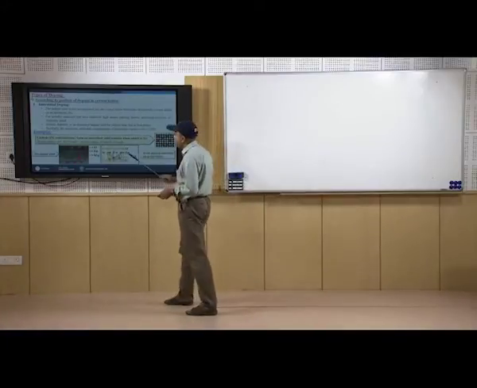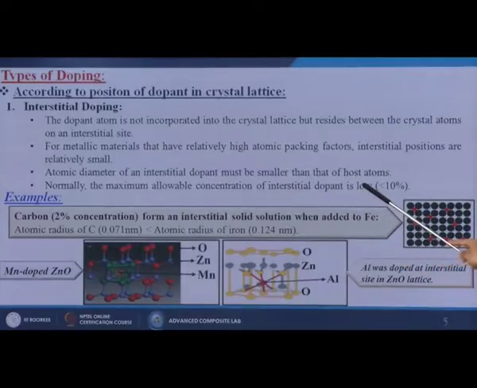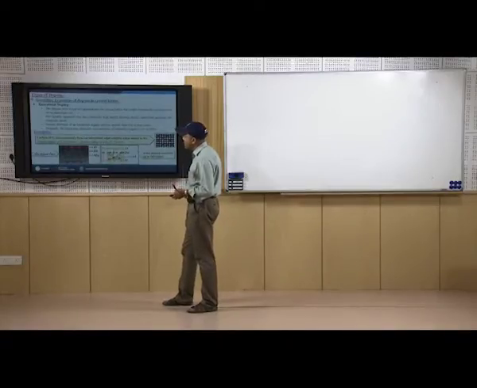Next, the atomic diameter of an interstitial dopant must be smaller than that of the host atoms. Normally the maximum allowable concentration of an interstitial dopant is low, less than 10%. So here we have given some classical examples.